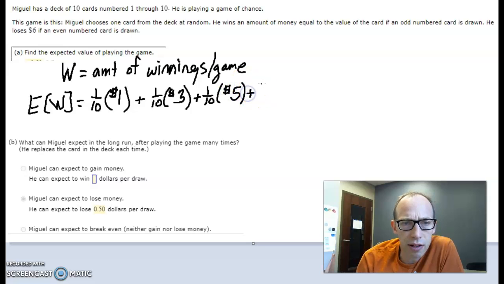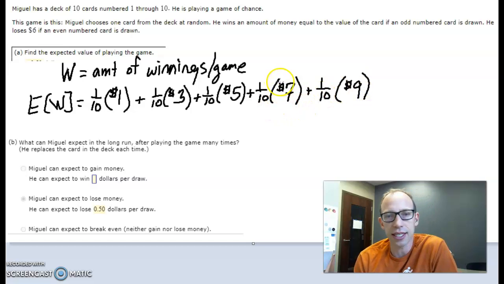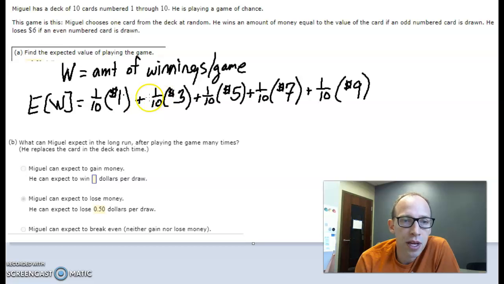Now you might wonder why the probabilities aren't going up here. Well, whether you draw a 1 or a 7 or a 9, it's all just one of the 10 cards that have that amount attached to it, right? You're no more likely to draw a 9 than you are a 1, or less likely for that matter. So those are our odd numbers: drawing a 1, a 3, a 5, a 7, and a 9.